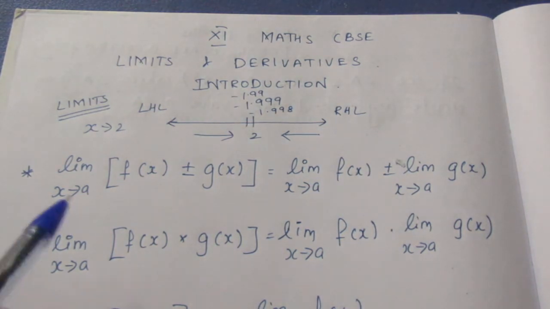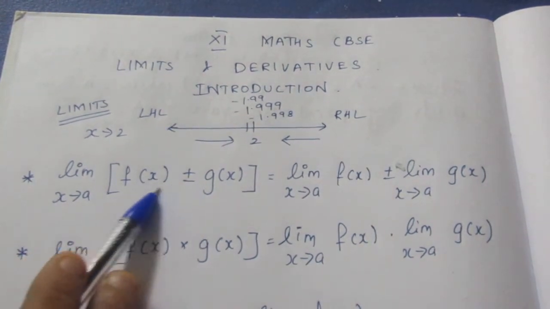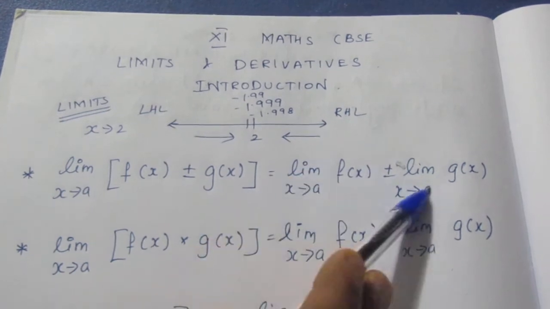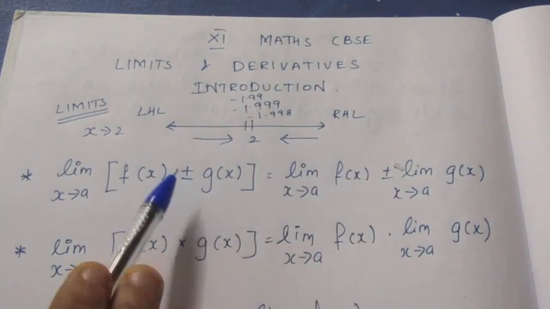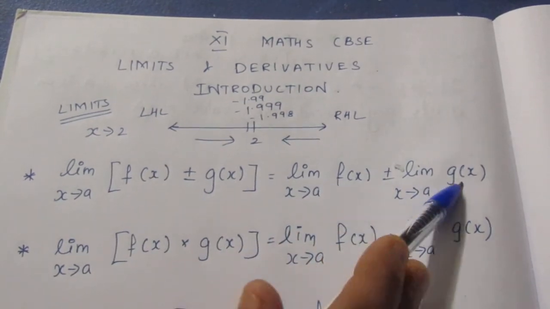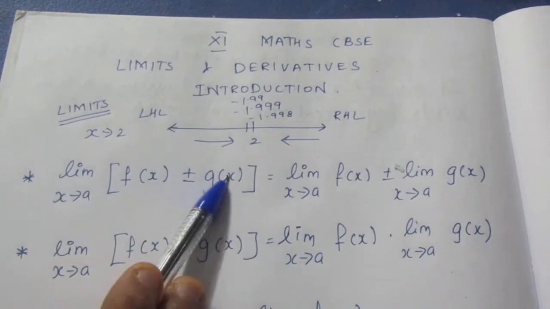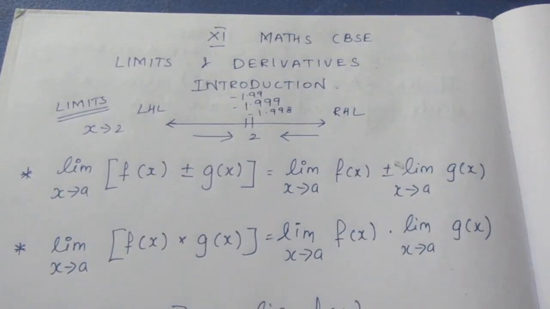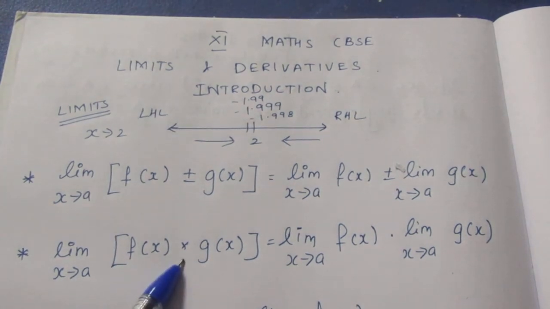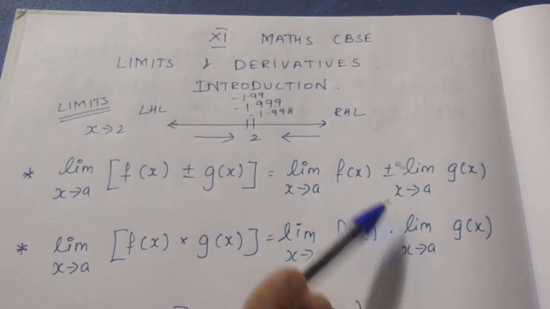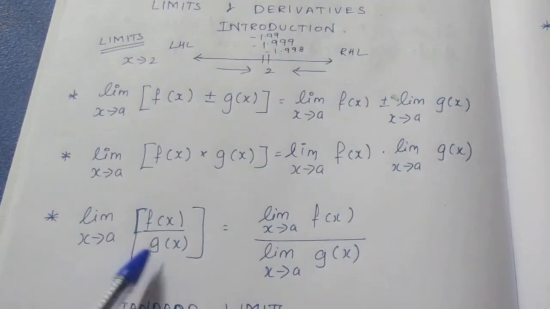Now if the limit is given as limit x tends to a, f of x plus or minus g of x, if it is plus, here you can write the limit separately as limit x tends to a f of x plus limit x tends to a g of x. For plus or minus, you can write the limit separately for both the cases and we can substitute the value of a. For multiply, you can write it separately as in the case of plus or minus. Even for the division, you can write it separately.